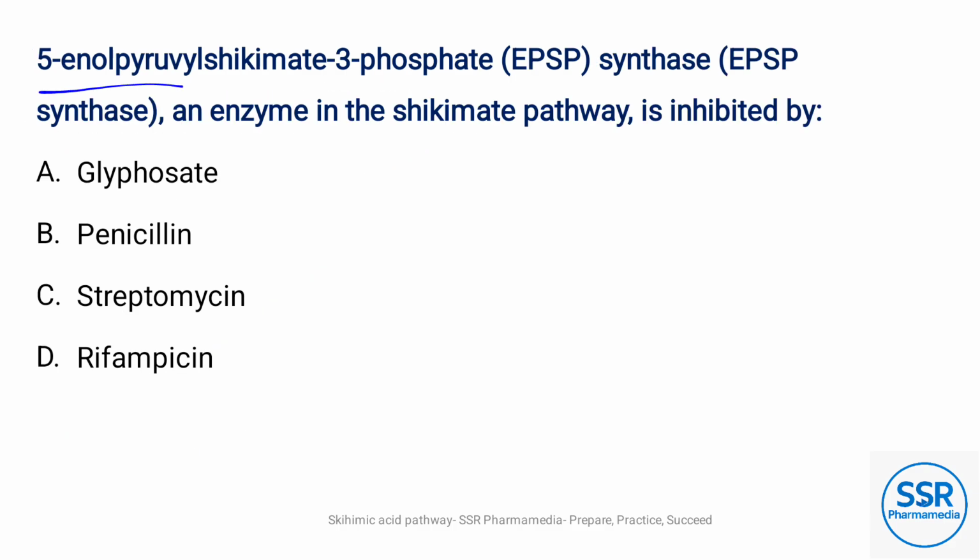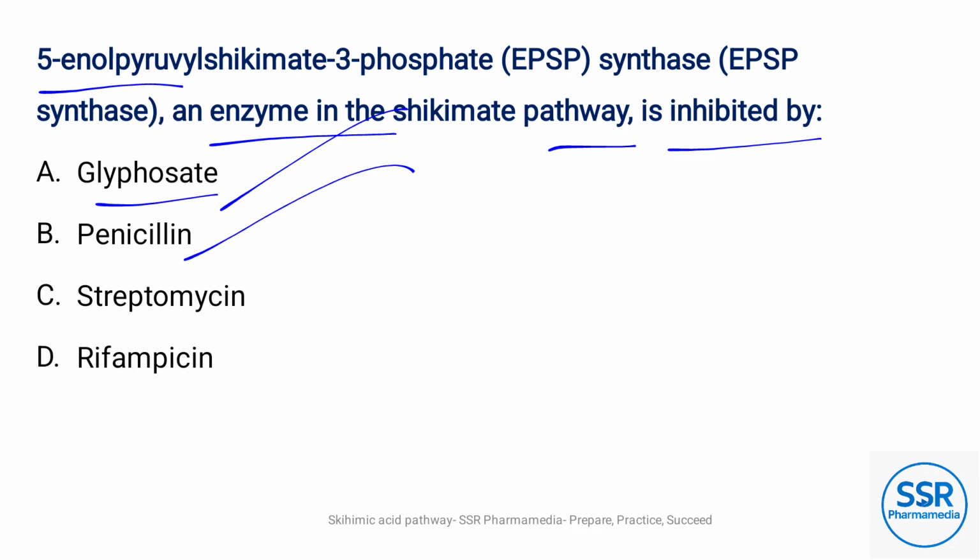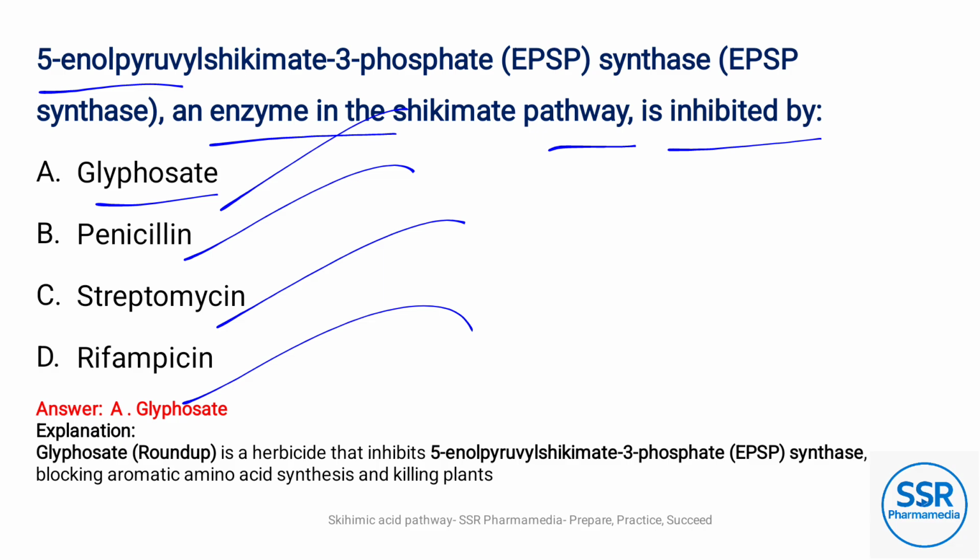5-enolpyruvylshikimate 3-phosphate synthase, an enzyme in the shikimate pathway, is inhibited by option A, glyphosate. Option B, penicillin. Option C, streptomycin. Option D, rifampicin. So the answer is option A, glyphosate.